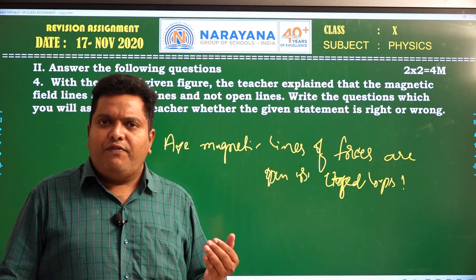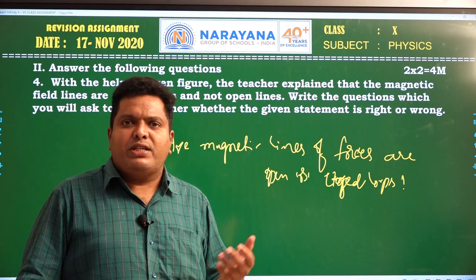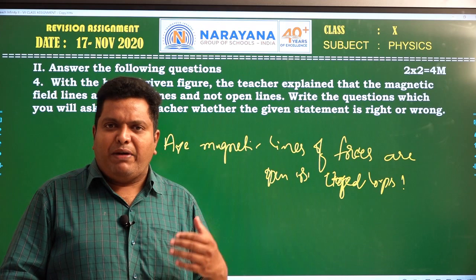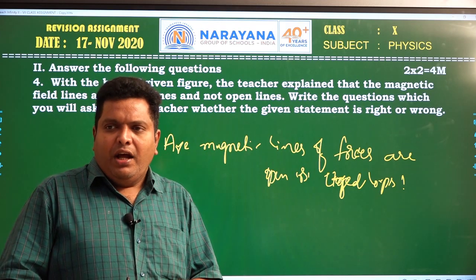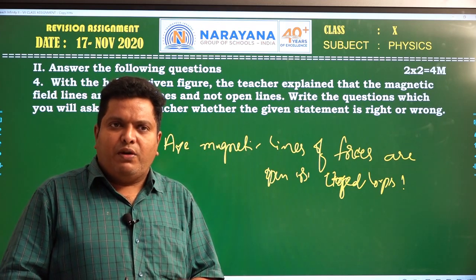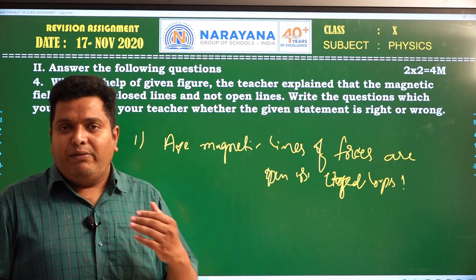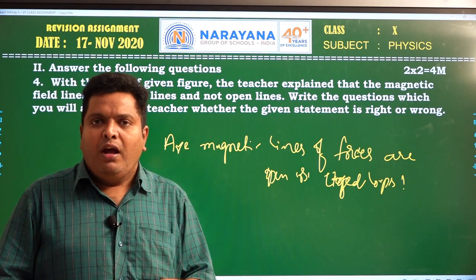Do the magnetic lines of force lie inside the bar magnet or outside the bar magnet? And will the magnetic lines of force form open loops or closed loops? Like this, you can frame the questions on your own.